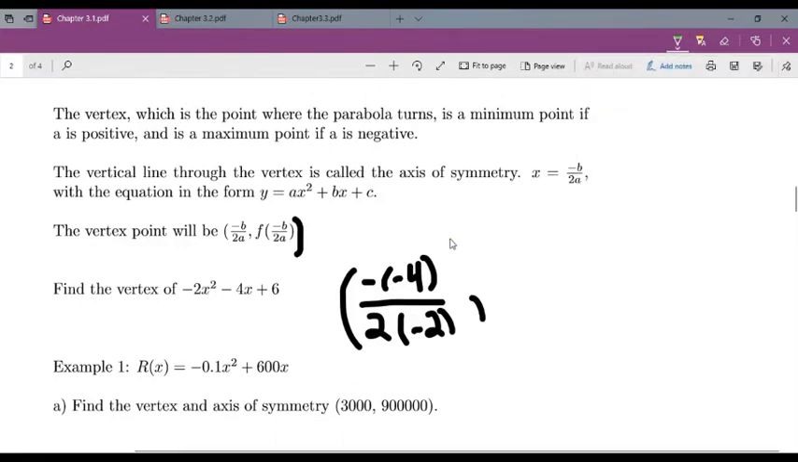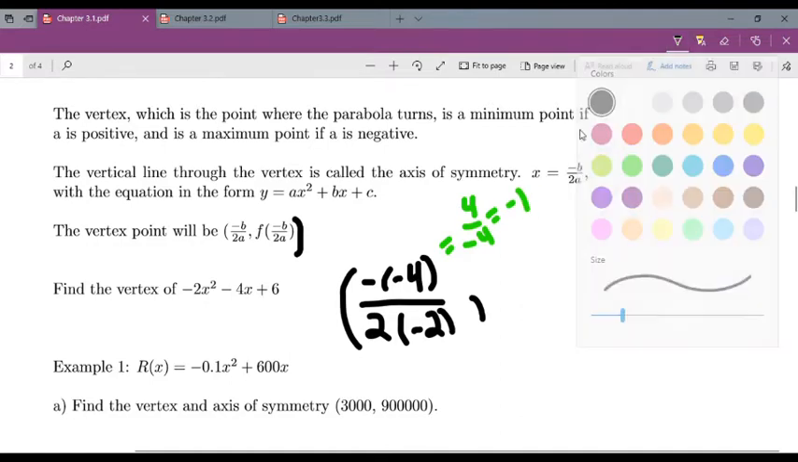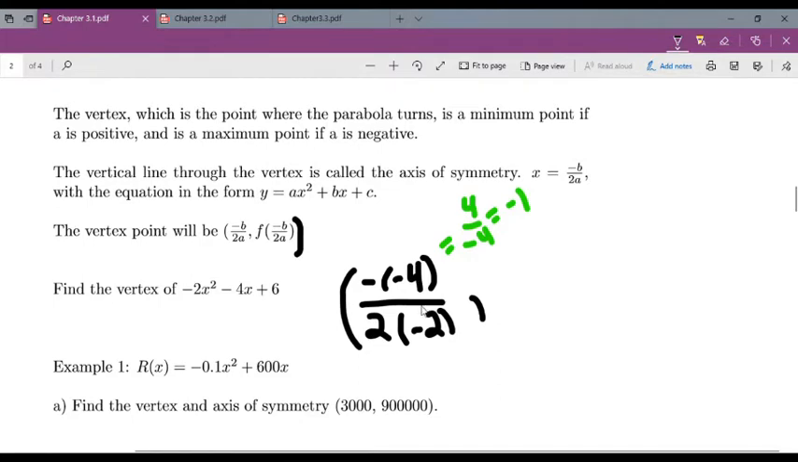So I'm going to simplify this first. Do it in green. -(-4) is a +4. Okay. 2 times -2 is a -4. 4 over -4 is -1. Okay. So when I do this, I'm going to use the simplified -1 here for this piece. So it's going to be f of -1. And that'll be the vertex here.